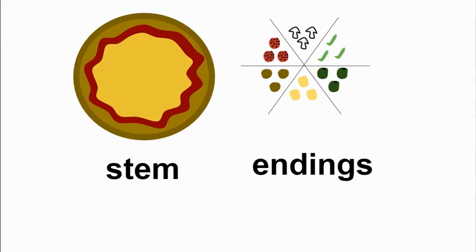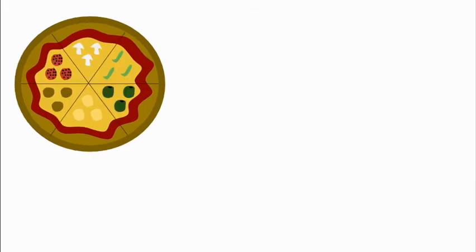But depending on who is eating the pizza, the toppings will change. So that's kind of like the endings. We can tell whose piece of pizza it is based on what toppings are on it, just like we can tell with a verb who is doing the action based on the endings.